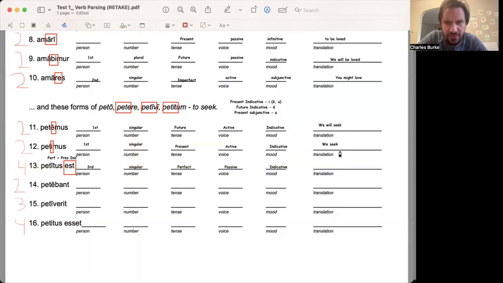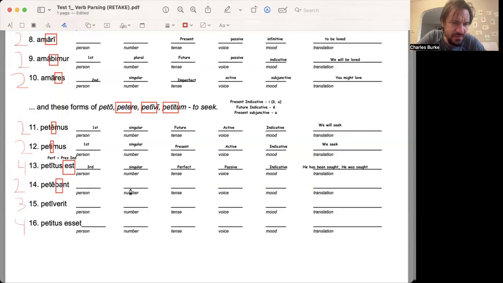Sometimes for third person singular, we say he, she, or it, but actually we know this is the masculine because it's us. If it were she, it would be petita. Petitus is your masculine. He has been sought, or he was sought. Both of these are valid. Notice it's has with an S, not had with a D. Had would be pluperfect. Has with an S is fine for the perfect tense. He has been sought, or he was sought.